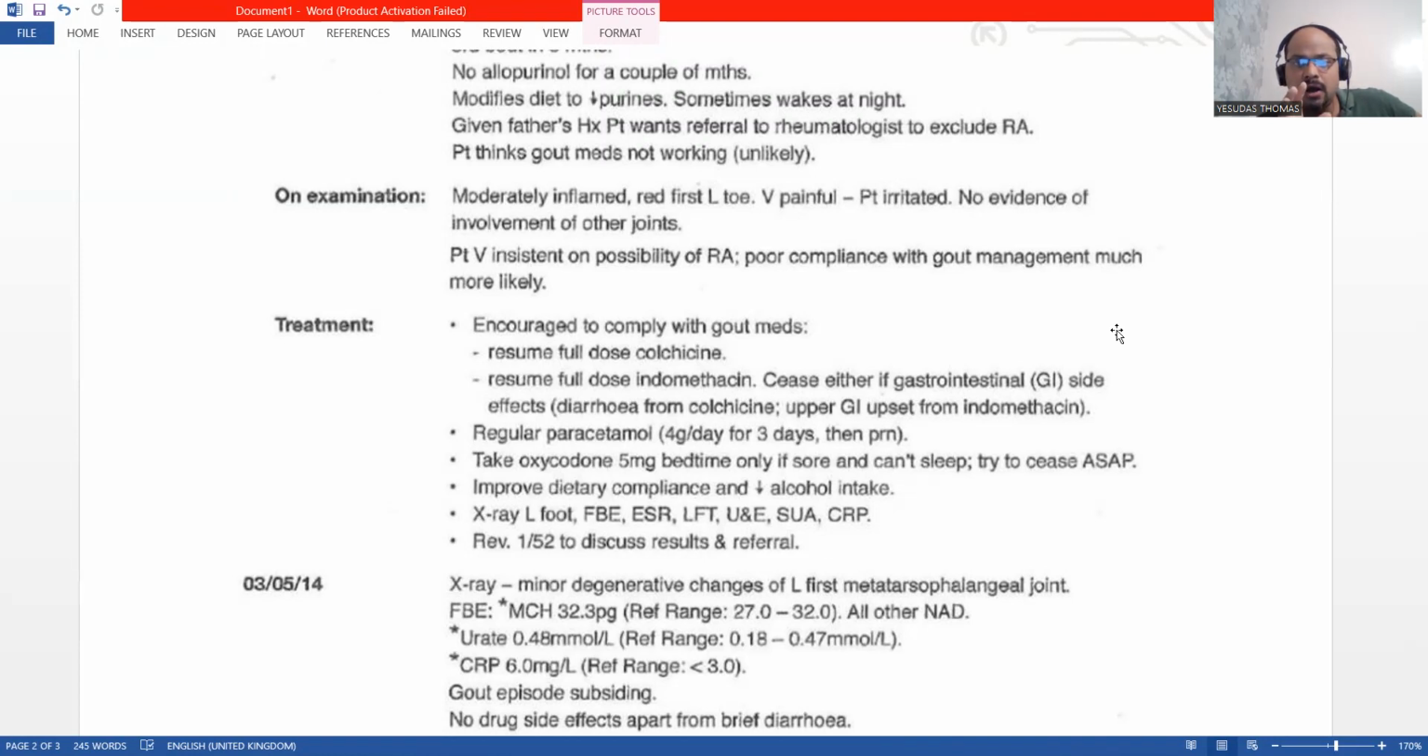So what is the treatment you have given is that we resume the full dose of colchicine, which he was taking before, and indomethacin, which he was taking before. Now we have given an instruction to stop it if side effects like diarrhea or GI upset occur with these medicines. So regular medicine, paracetamol, it's for 3 days. So that will be over because it was last month. Now it's May. So we are not going to write that because paracetamol is not going now.